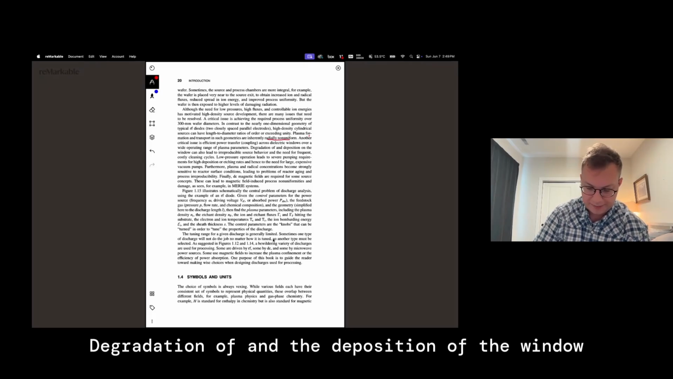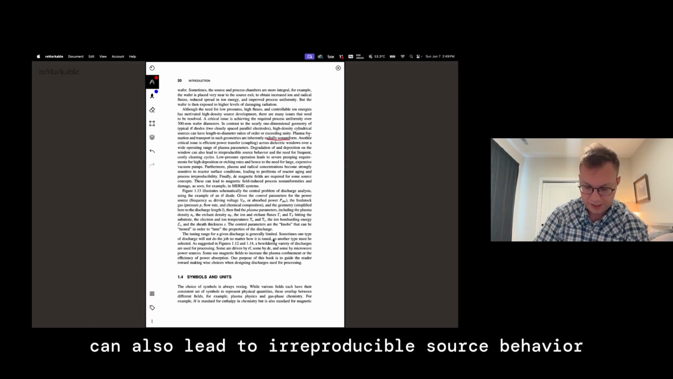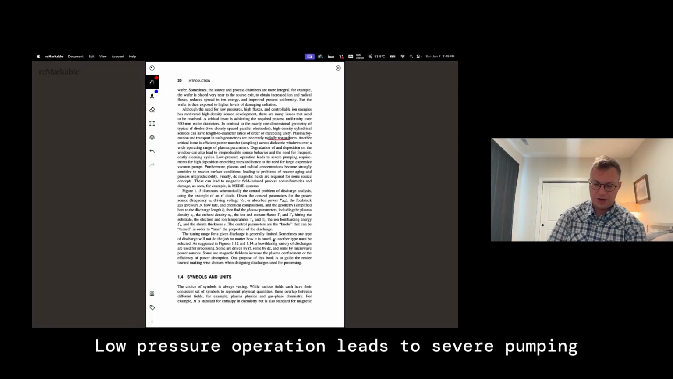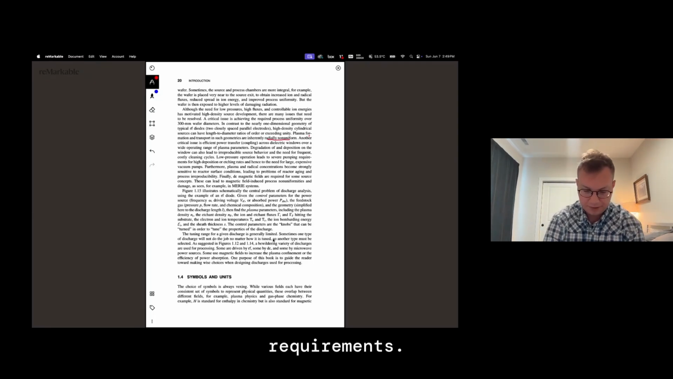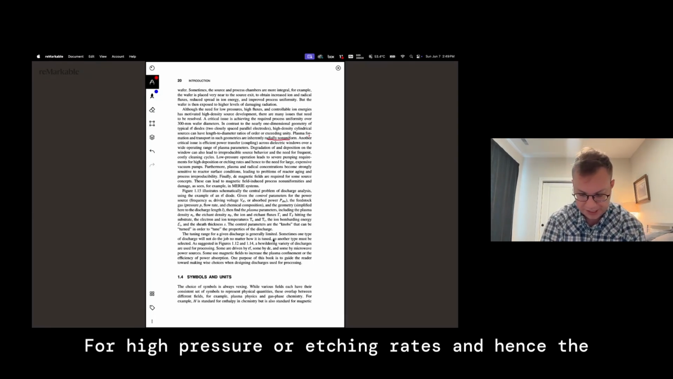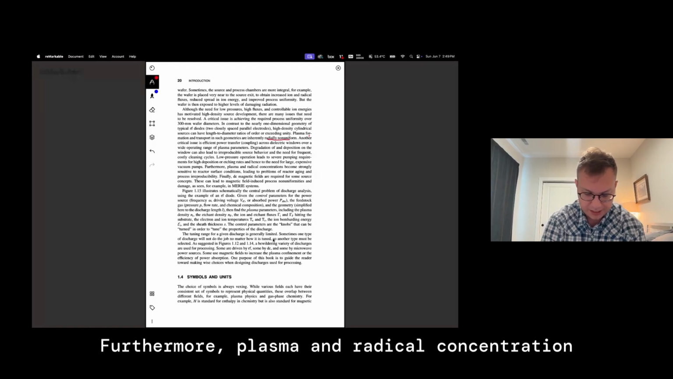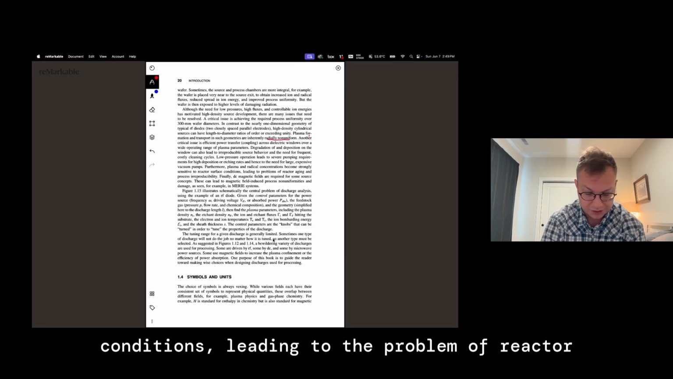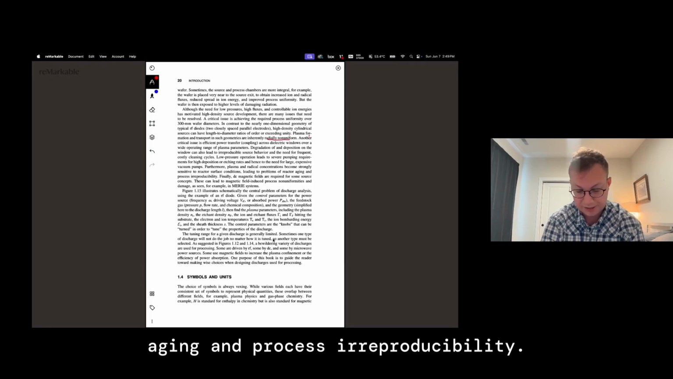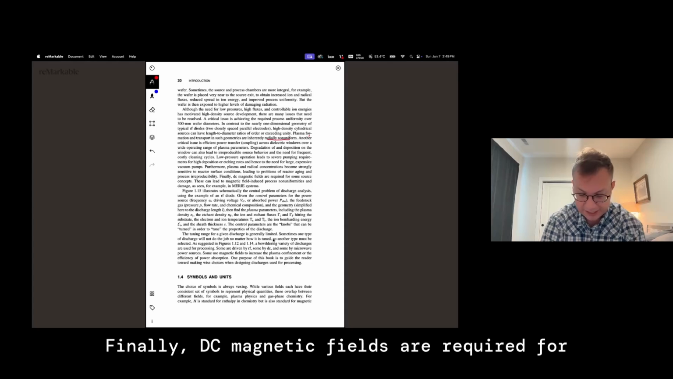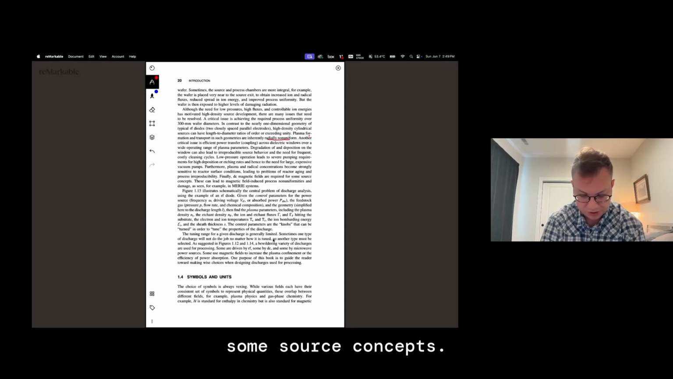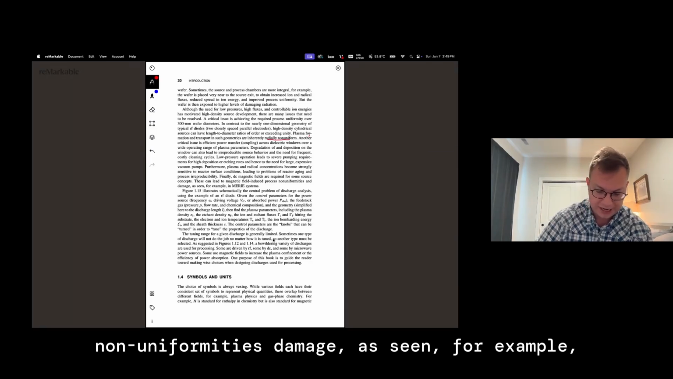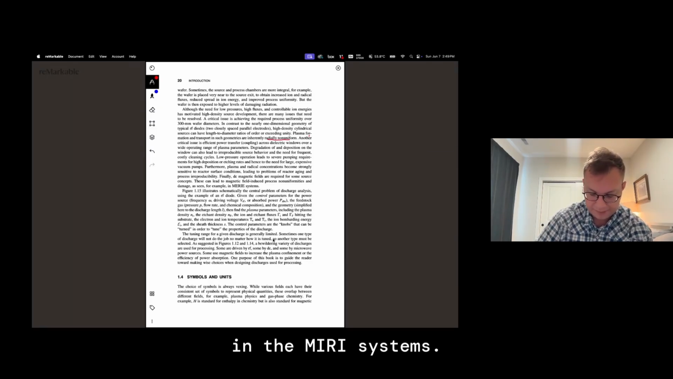Degradation and deposition on the window can also lead to irreproducible source behavior and the need for frequent, costly cleaning cycles. Low pressure operation leads to severe pumping requirements for high etching rates, and hence the need for large, expensive vacuum pumps. Furthermore, plasma and radical concentration becomes strongly sensitive to reactor surface conditions, leading to the problem of reactor aging and process irreproducibility. Finally, DC magnetic fields are required for some source concepts. These can lead to magnetic field-induced process non-uniformities and damage, as seen, for example, in the MERIE systems.